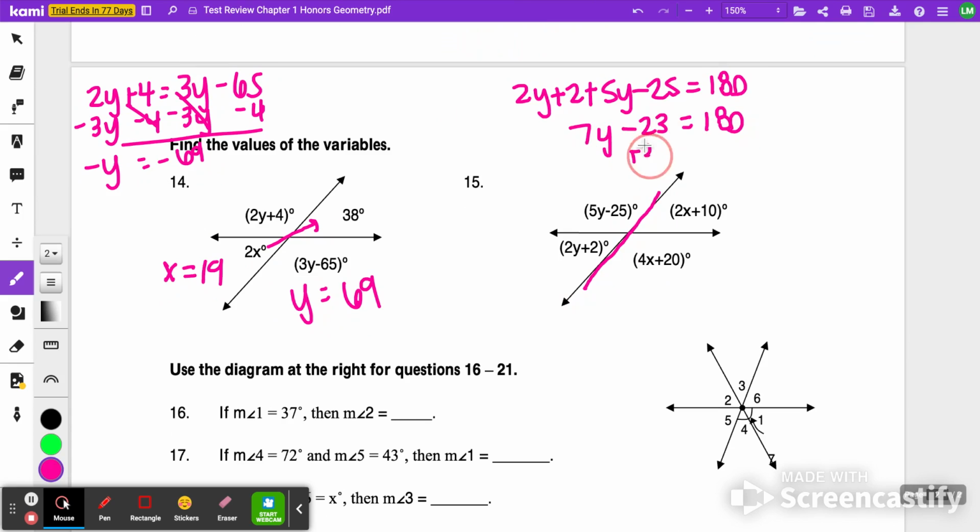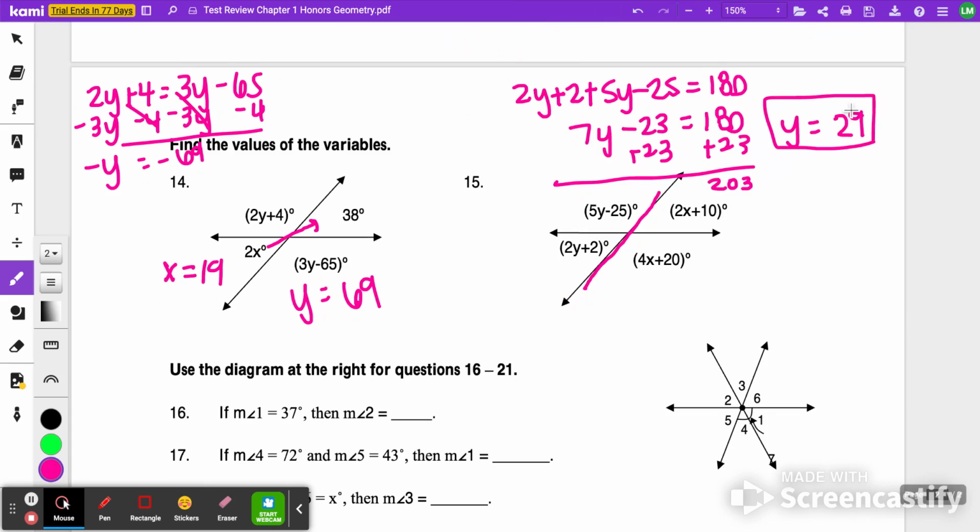Now I'm going to add 23 to both sides. 180 plus 23 is 203. And then if I divide that by 7, I'm going to get y is equal to 29.